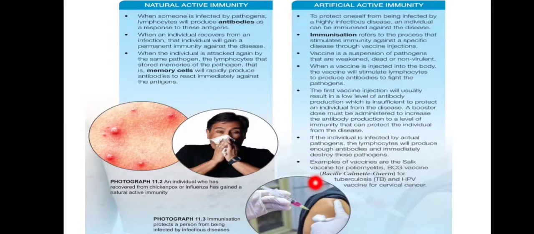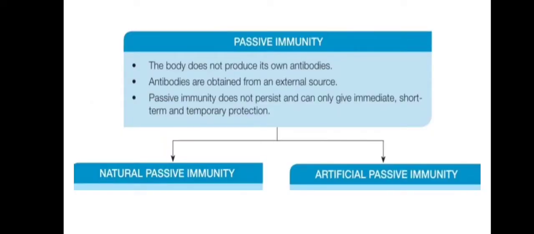Vaksin untuk COVID-19 disease, yang sekarang sedang dilaksanakan. Okay, how about passive immunity? The body does not produce its own antibodies. Antibodies are obtained from external source. Passive immunity does not persist and can only give immediate, short-term and temporary protection.